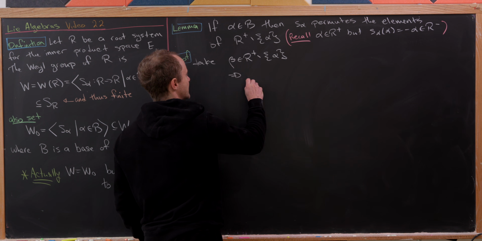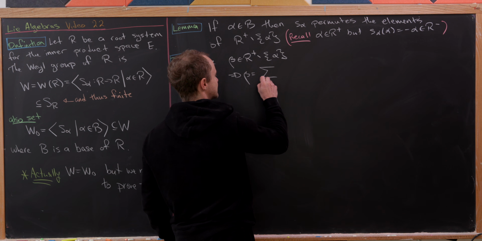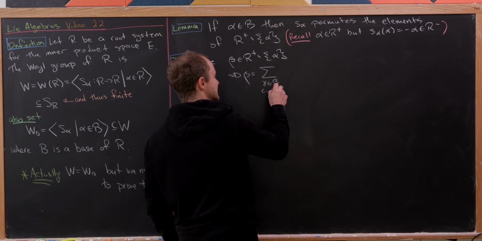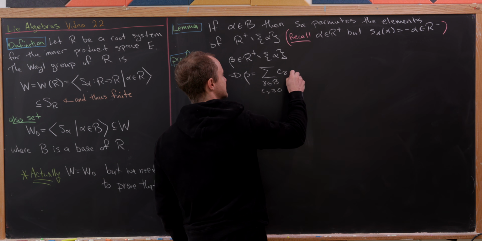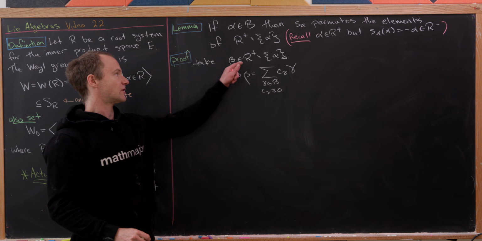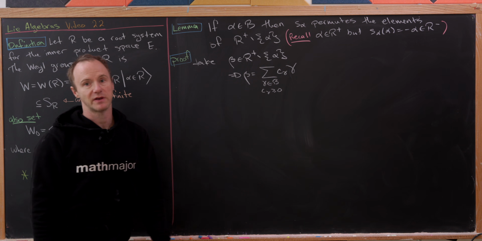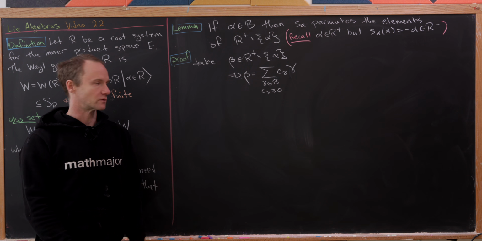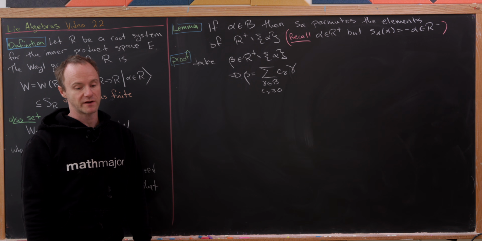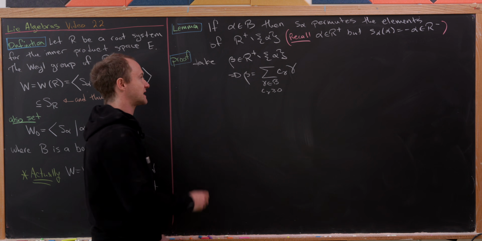Well, that means that we can write beta in the following way. I'm going to write this as the sum over all gamma in B, where C gamma is bigger than or equal to 0, and here we have C gamma times gamma. Remember, it's in R plus, but it being in R plus means that we can write it as a combination of these base roots with the weight bigger than or equal to 0. Obviously, one of those has to be non-zero. That's pretty clear. Okay, so now let's do the calculation.